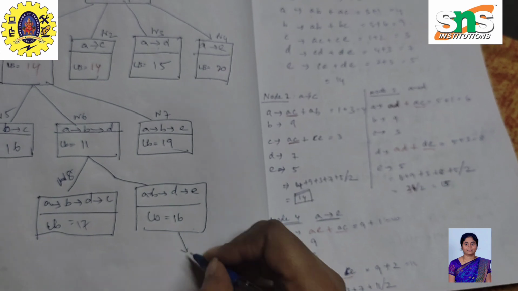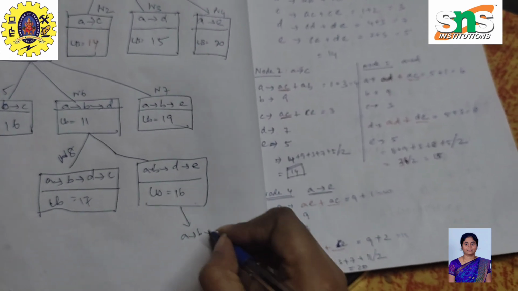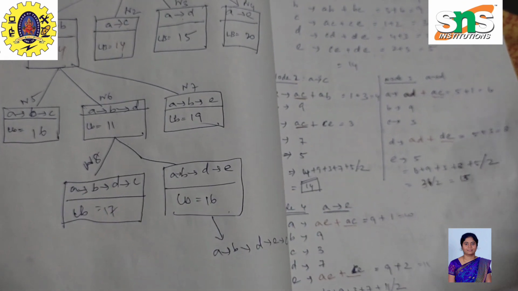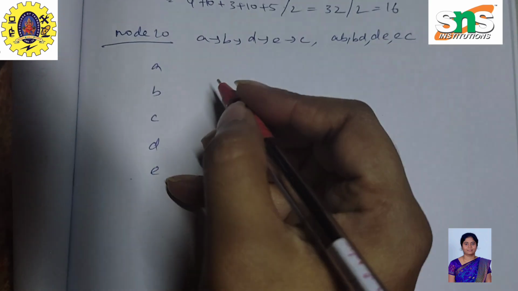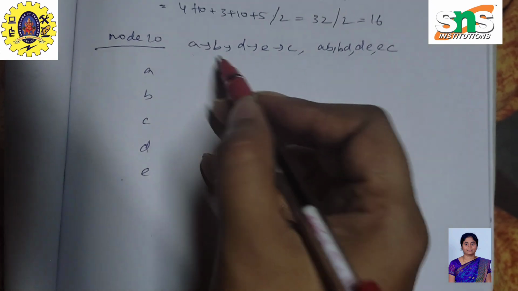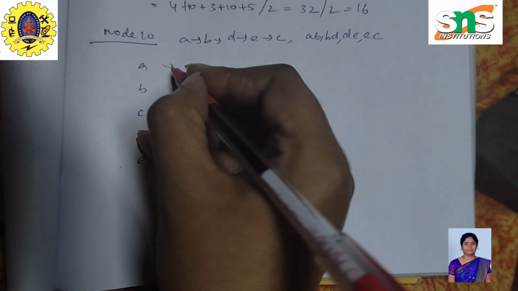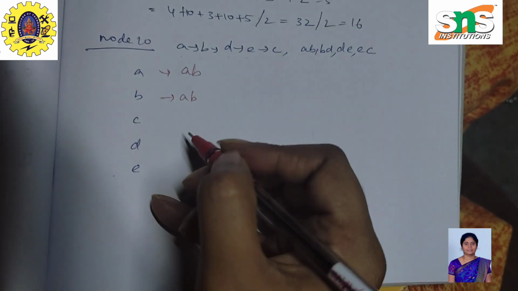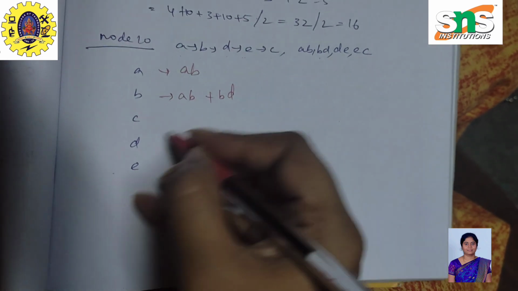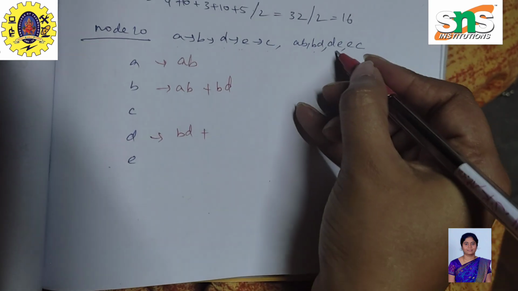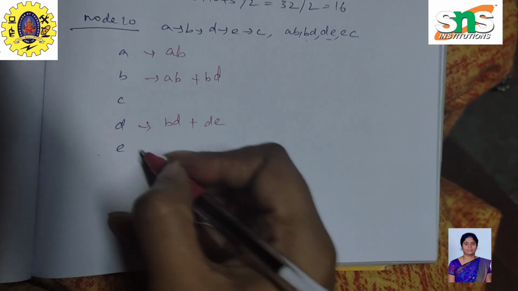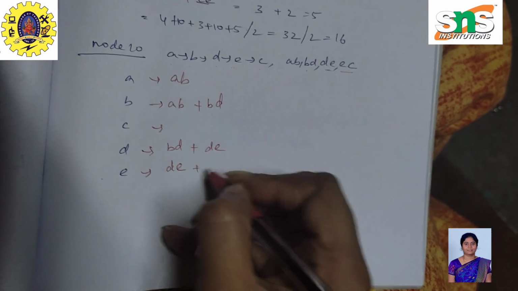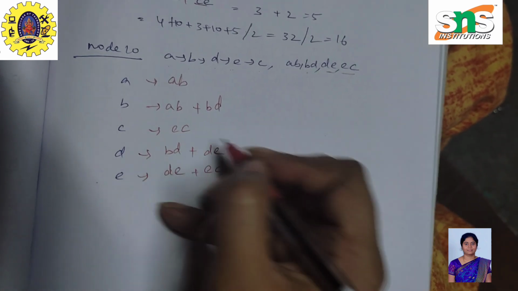So I am calculating for this A to B, B to D, D to E, and E to C. So for this we have to calculate A B, B D, D E, and E C. So for this we have A B. For B also we have to write A B, and for this B D, for this B D, and for this it is D E, then for this also D E, for this it is E C, and here it is also E C.